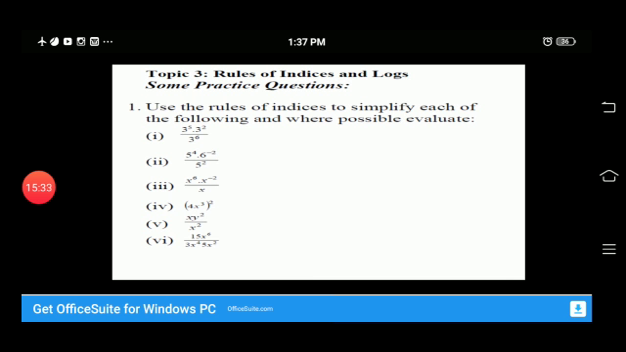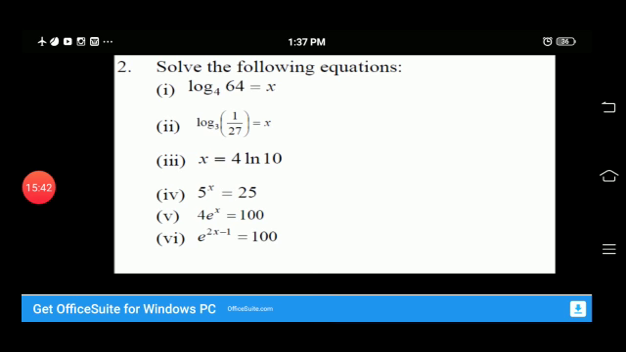Now, rules of indices and logs. Some practice questions. These are some practice questions. This is the first slide and this is the second slide. You have to solve all these questions.